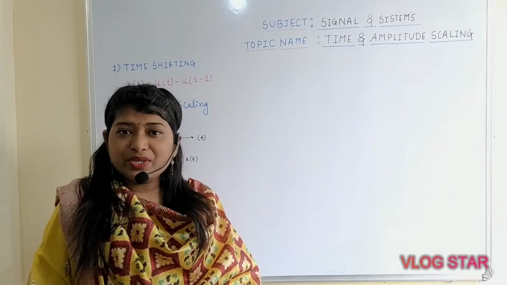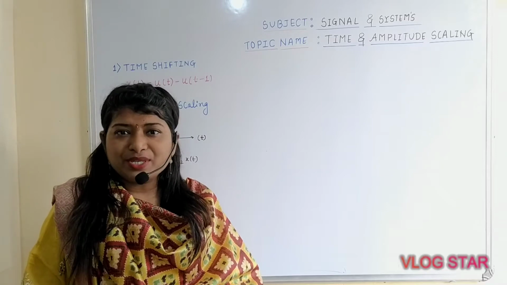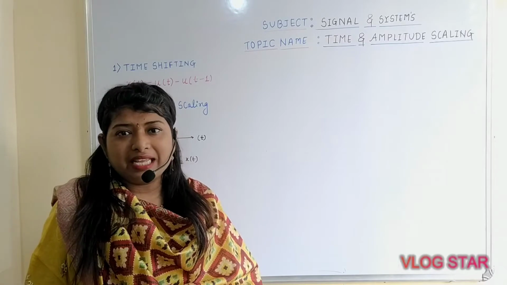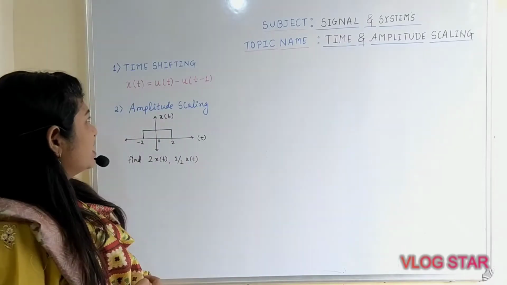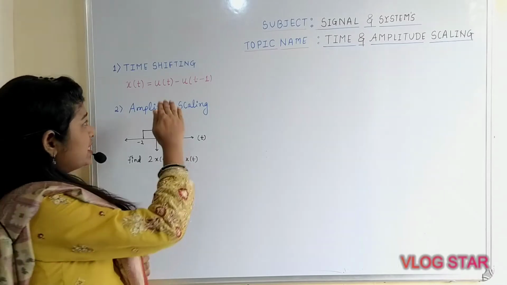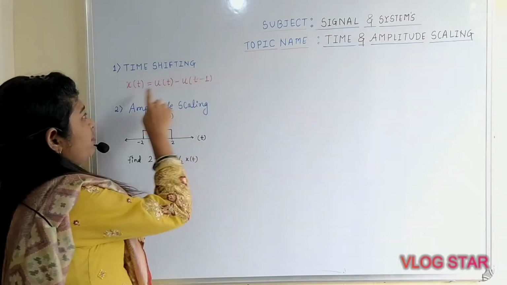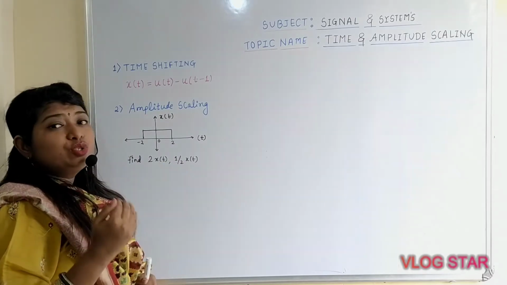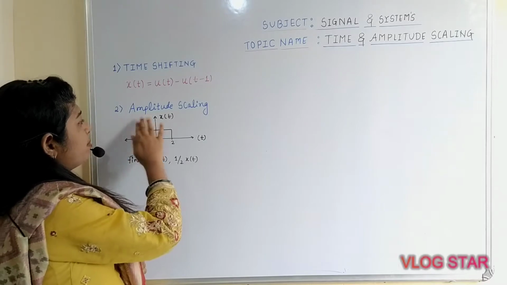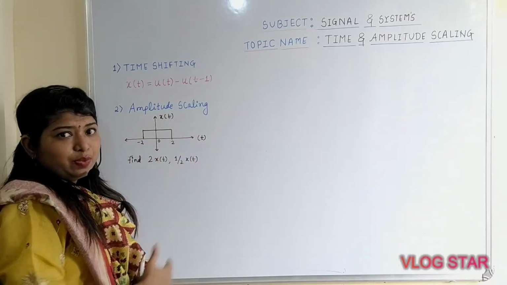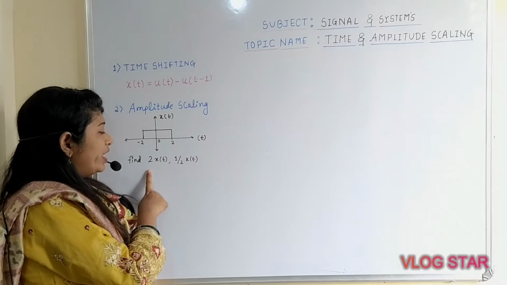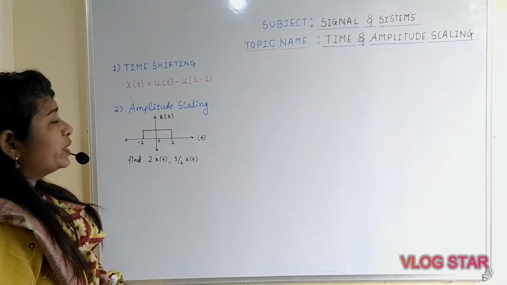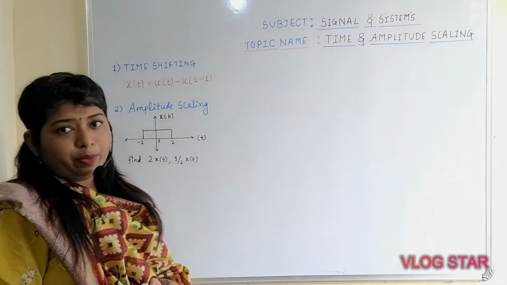In today's lecture we are going to learn two different concepts. The first one is time shifting property and the second important concept is amplitude scaling property. To understand both concepts, let's consider one example. What is given? Under time shifting property we have to find out x of t is equal to u of t minus u of t minus 1. And under amplitude scaling, one example is given to us. With the help of this example, we have to find out 2 into x of t and half of x of t. So let's begin with the first property, that is time shifting property.